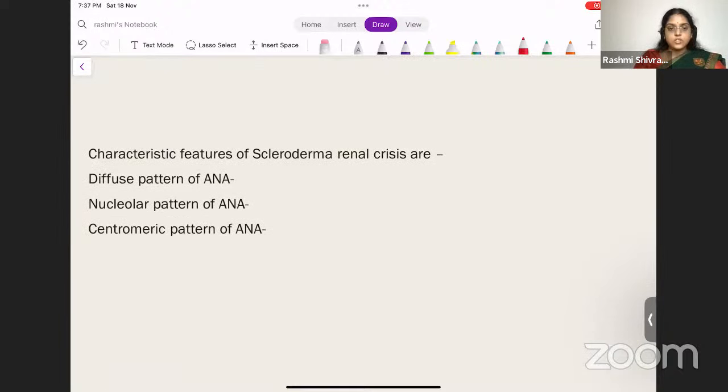What are the characteristic features of scleroderma renal crisis? What is scleroderma renal crisis? We have not touched upon scleroderma, so I thought it would be a good idea to discuss it in brief here. What happens in scleroderma? We all know that there is thickening of the skin. Along with that, there is induration and thickening.